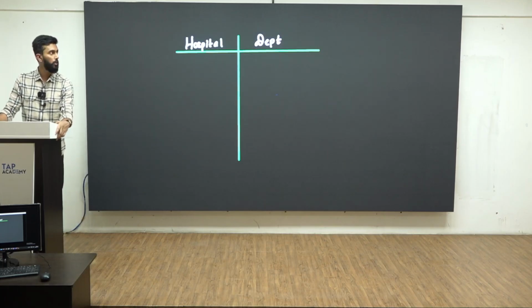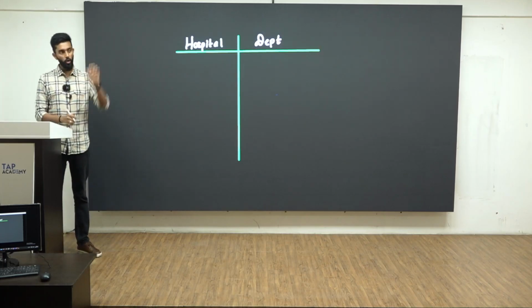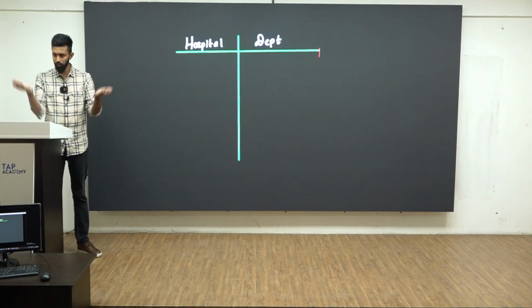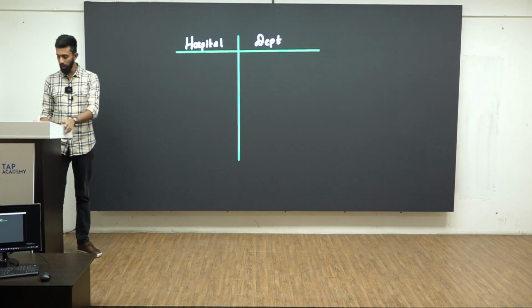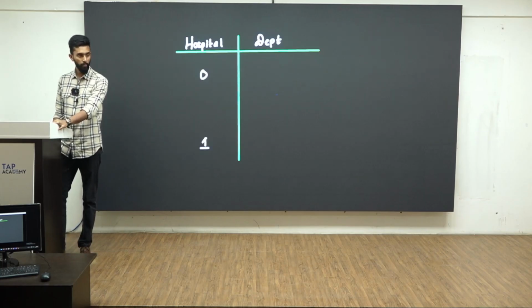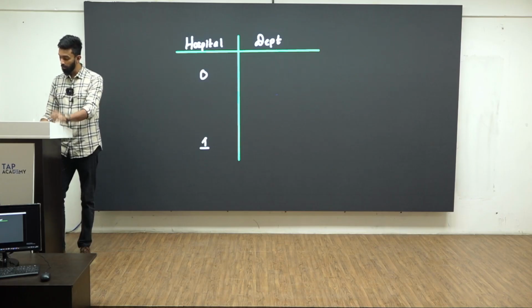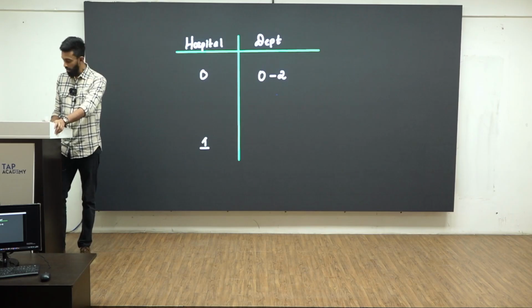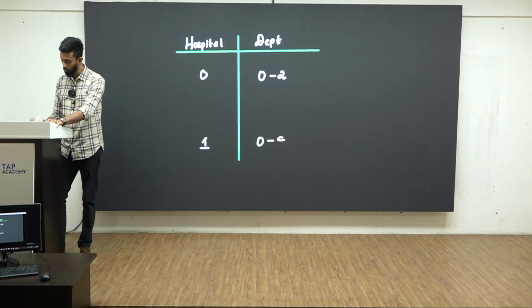Yes? And I think everybody knows every hospital has different departments. Orthopedics department, pediatrics department, diabetes department, oncology department. Different departments are there. Yes? So please try to understand. Let us assume there are 2 hospitals. I will write it like this. 0th hospital, 1st hospital. Okay? Let us assume in the 1st hospital there are 3 departments. 0, 1, 2. Or I can write it like this. 0 to 2. 3 departments. Understood? In the second hospital, there are 5 departments, 0 to 4.